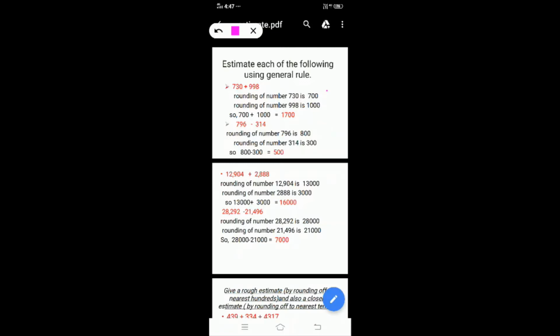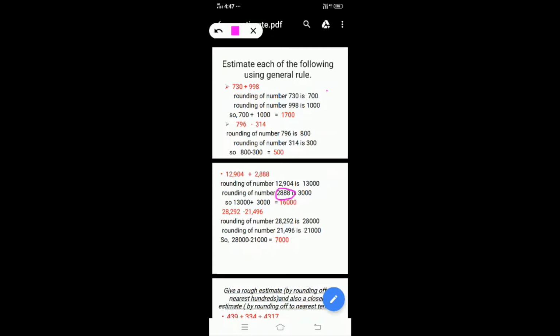Now the third one is 12,904 plus 2,888. You have to round to the nearest 1000, because the number is 12,904. You have to compare 904 with 500, and 904 is greater than 500. That's why you have to add 1 in the 1000 place, and the number becomes 13,000.